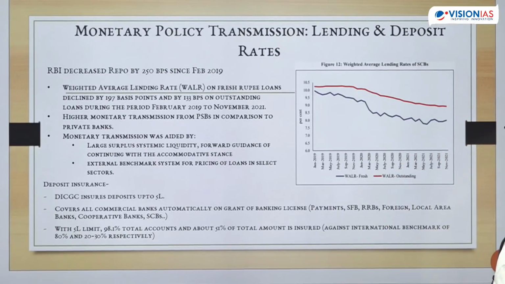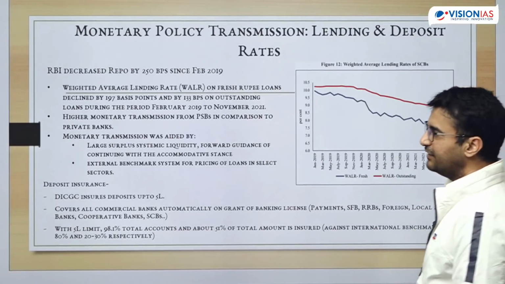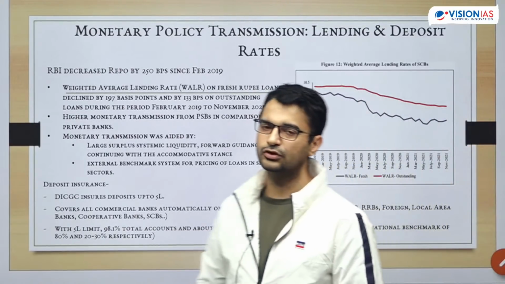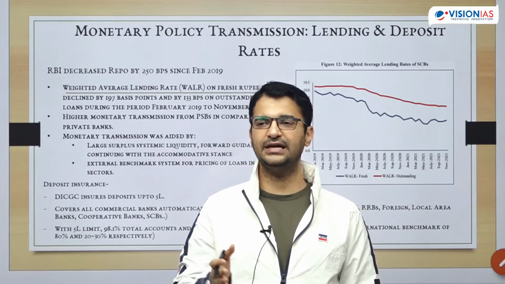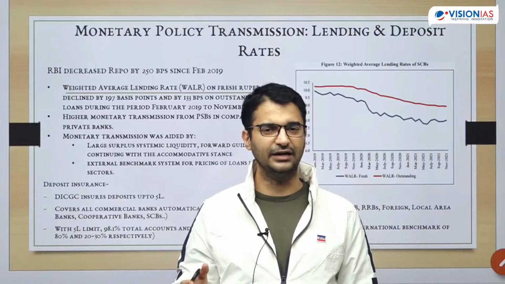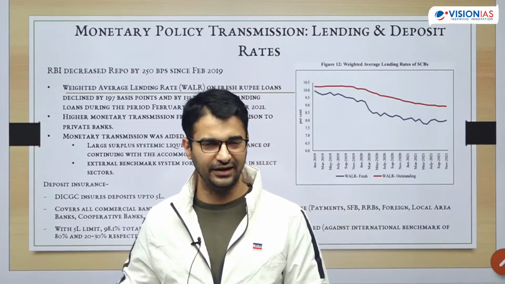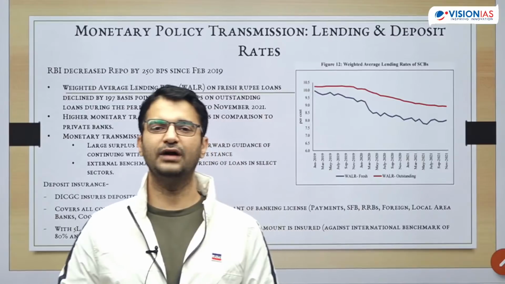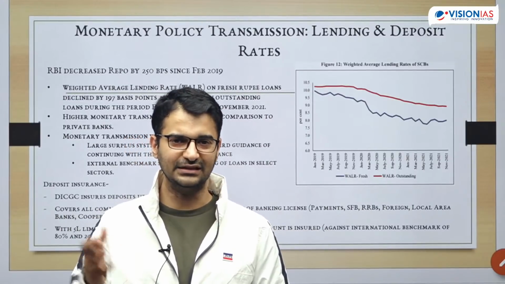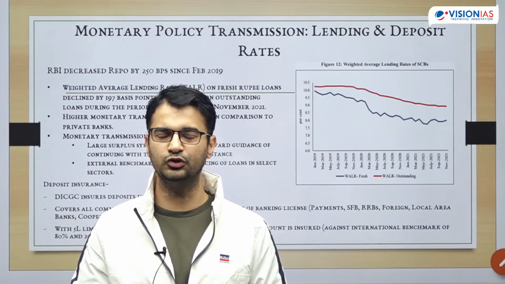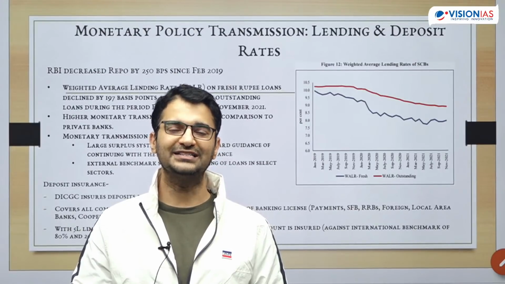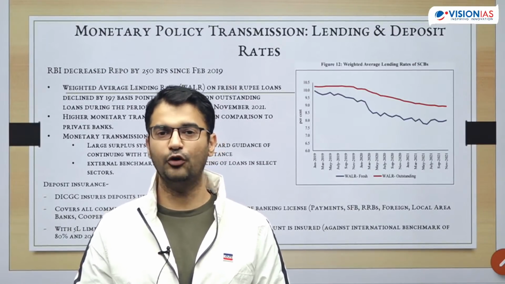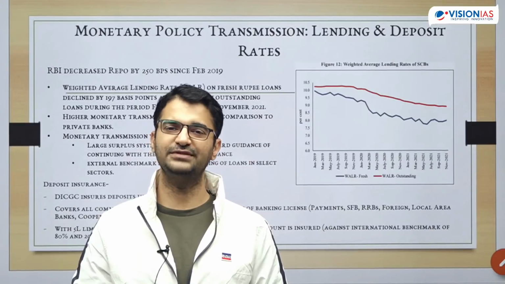Monetary policy transmission, why was it effective last year? Monetary policy transmission had been made effective because of two things. Number one, in 2016, RBI started this process of MCLR, that is marginal cost of funds based lending rate. The base rate at which banks were lending money, the minimum interest rate at which banks used to lend money, was now a transparently declared formula-based base rate, which was MCLR.